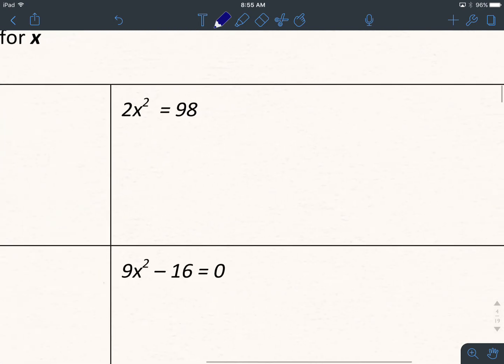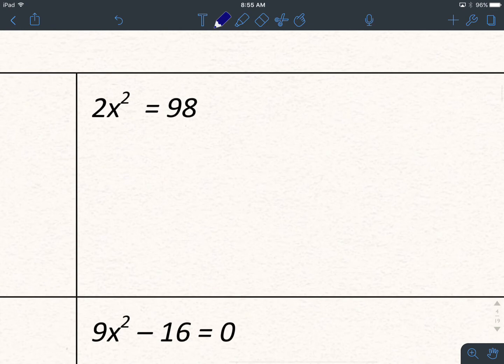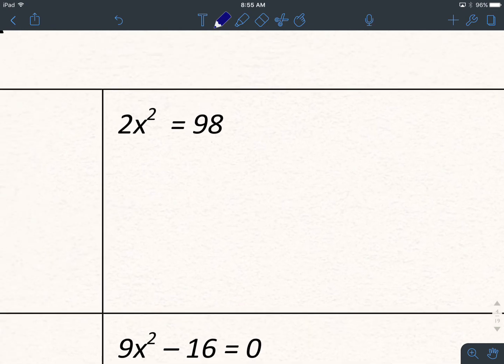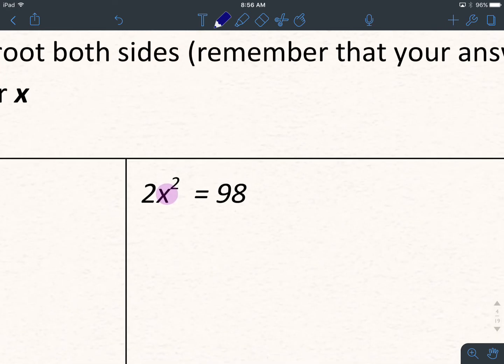Let's have a look at the second example. So we have 2x squared equals 98. Again, the question I ask myself is, where's my variable and what's happening to it? Well, two things are happening to it at this moment. It's being squared and it's being multiplied by 2. So in terms of how to deal with this, I need to undo two operations. What is the correct order to undo those two operations in?